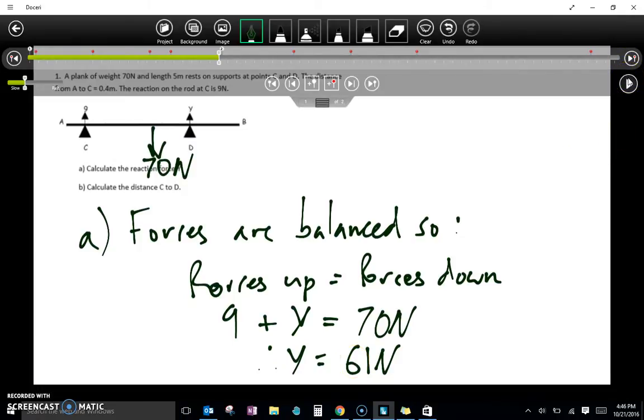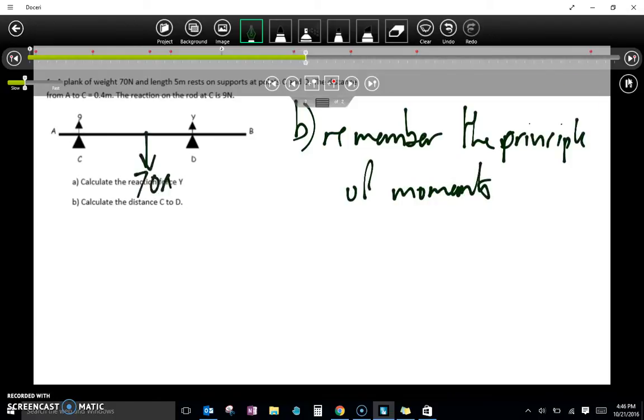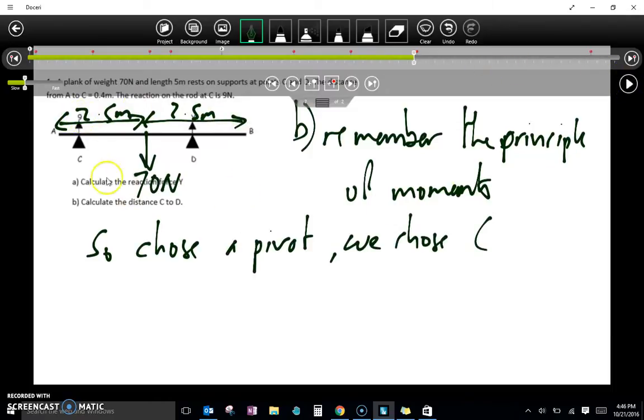The second part is a little bit harder, so we're going to use the principle of moments to work it out. So for B, we're going to remember the principle of moments. But first, we're going to draw on everything we know. We know the 70 newtons is in the middle, so it's 2.5 meters from either side. We're going to pick a pivot. In this case, we're going to choose pivot C. Doesn't matter which one you choose, but I've chosen C.